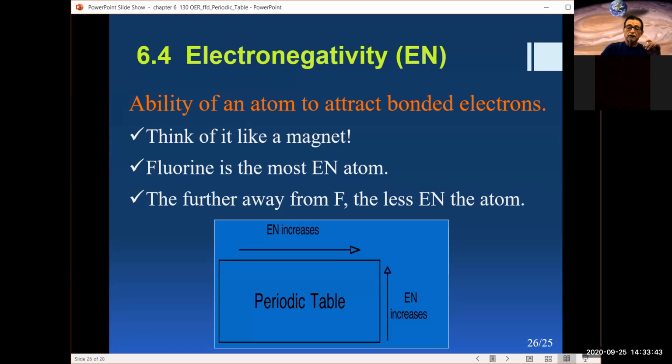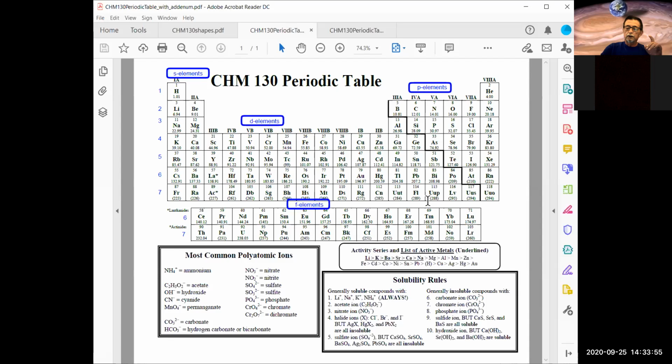So it doesn't matter which direction you go away from F, it's always less? Let's go back to it. What do you mean by direction? Like left or right, it's always lesser than fluorine? No, fluorine is the most electronegative. Okay, and so in that example of carbon and oxygen, with oxygen being closer to fluorine, when I compare carbon and oxygen, oxygen would be more electronegative than carbon.